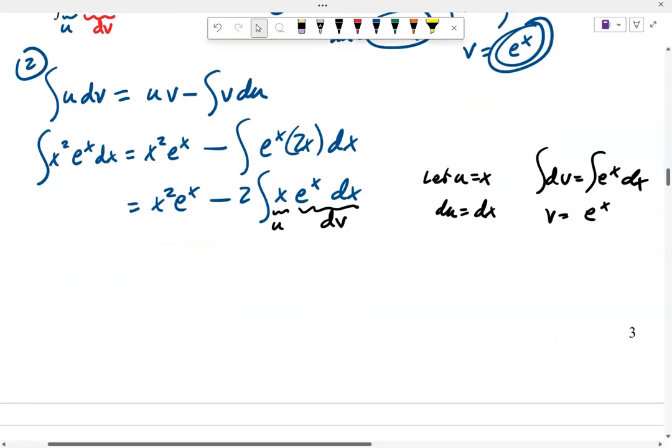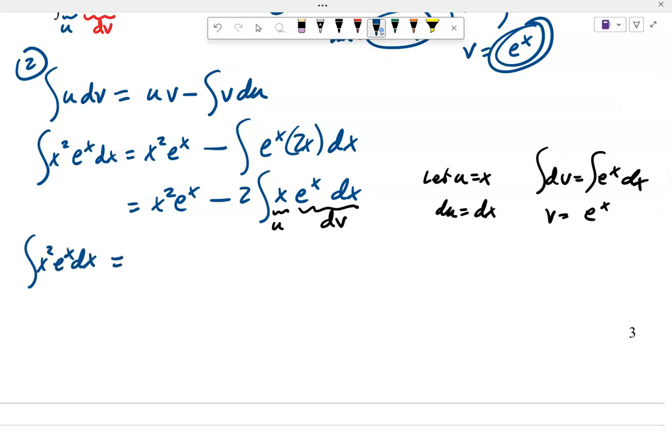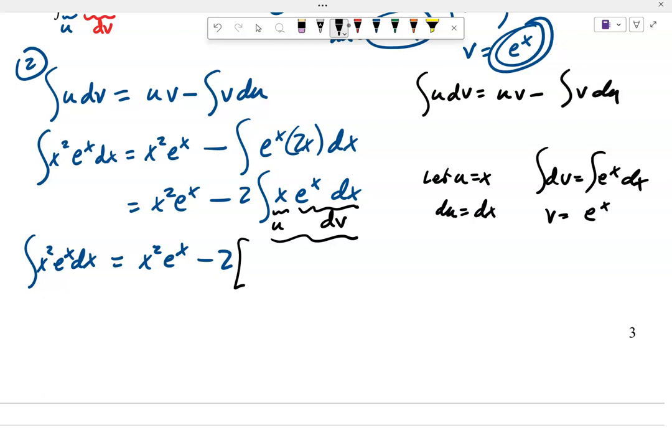And so here we have, let's go ahead and write this now. So I have the integration of x squared e to the x dx is x squared e to the x minus 2. And then we're applying, remember, u dv, the integration of u dv is uv minus the integration of v du. So that's what I'm going to put in right here. uv minus the integration of v du. Well, du is just dx.